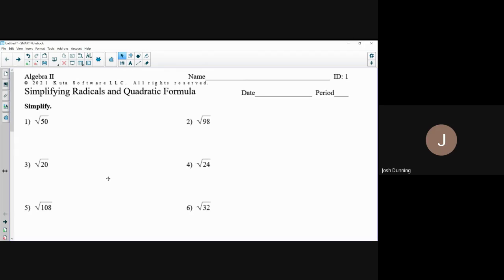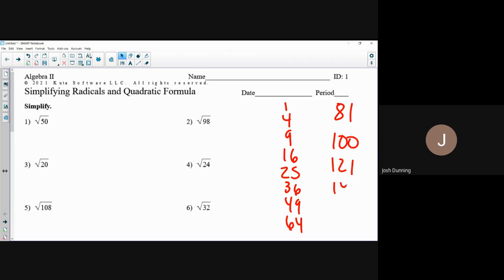Again, a perfect square: 1 times 1 is 1. 2 times 2, 4. 3 squared, 9. 4 squared, 16. 5 times 5, 25. 6 squared, 36. 7 squared, 49. Then 8 squared, 64. 81. 100. 121. 144. Those are all perfect squares because they have an exact square root.